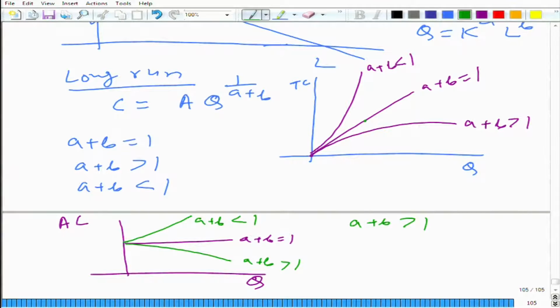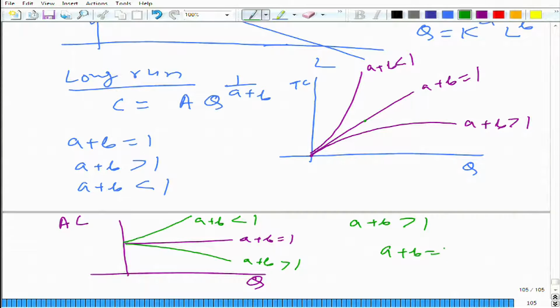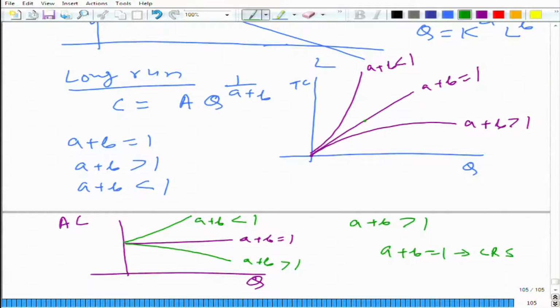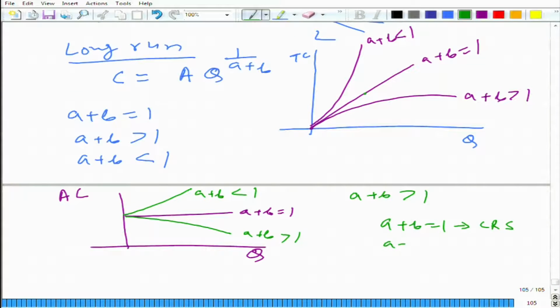Fine. Now, go back to what we discussed in the topic of returns to scale. Do you find any relation between returns to scale and the average cost? What happens when A plus B is equal to 1? What do we have? It is constant returns to scale. Okay? And when A plus B is less than 1, what do we have? Decreasing returns to scale. And when A plus B is greater than 1, what do we have? Increasing returns to scale. So, do we see any relation?